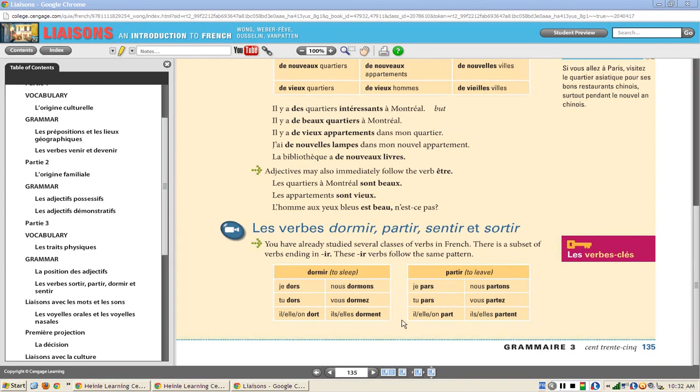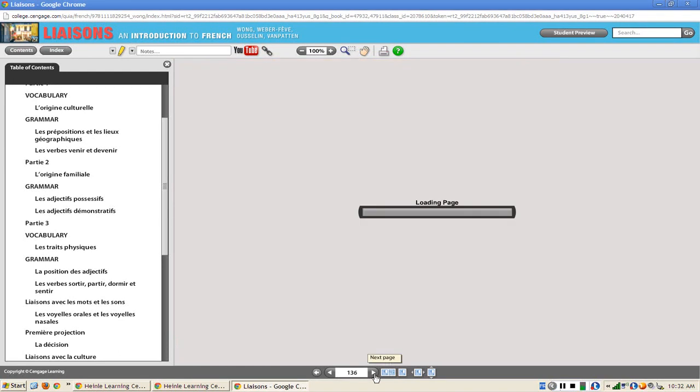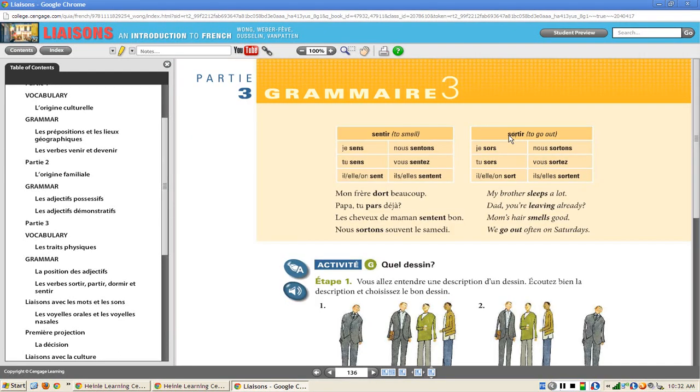Now, the other verbs in this pattern, partir, as well as, on the next page, sortir, both give the sense of leaving or going out. Sortir, more literally, means to go out of, n'est-ce pas? Je sors de la maison. It's like, I'm leaving, I'm getting out of the house. J'ai besoin de sortir de la maison. J'ai besoin de sortir d'ici. I need to get out of here.